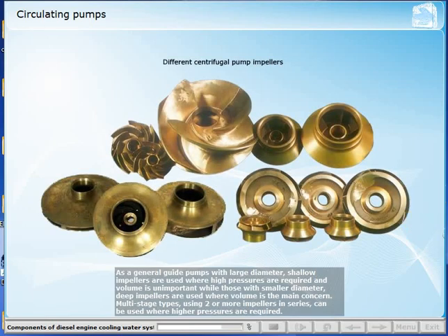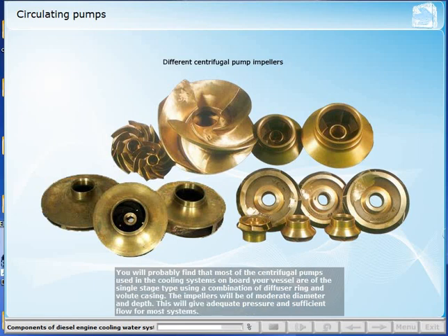As a general guide, pumps with large diameter, shallow impellers are used where high pressures are required and volume is unimportant, while those with smaller diameter, deep impellers are used where volume is the main concern. Multi-stage types using two or more impellers in series can be used where higher pressures are required.